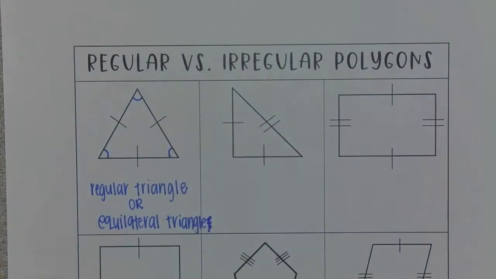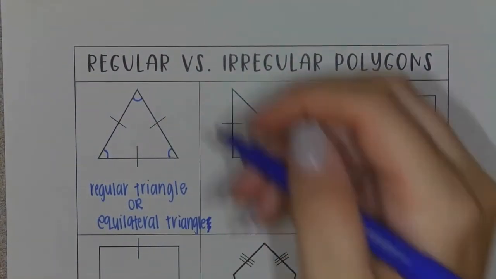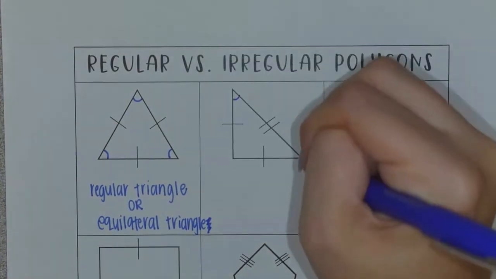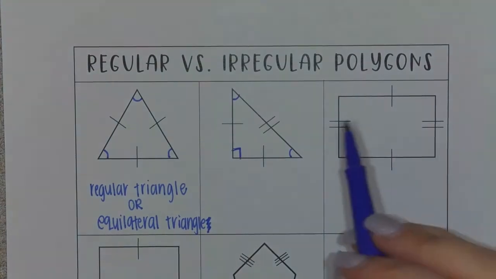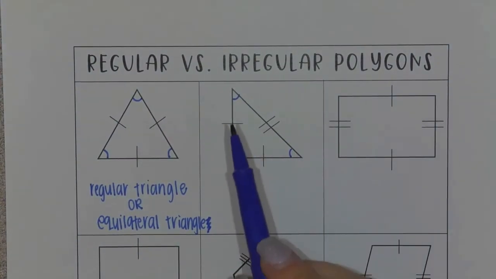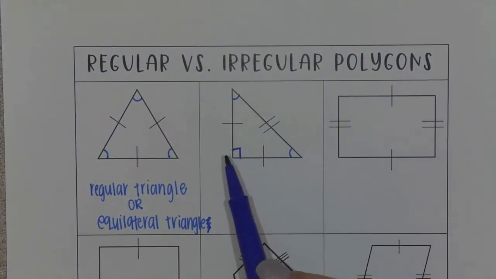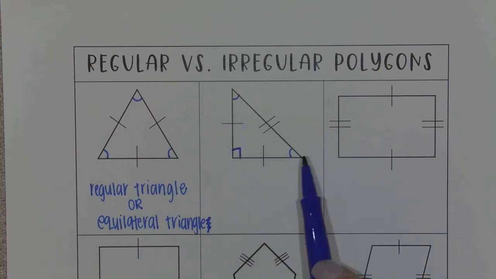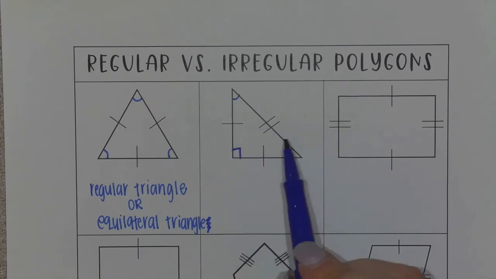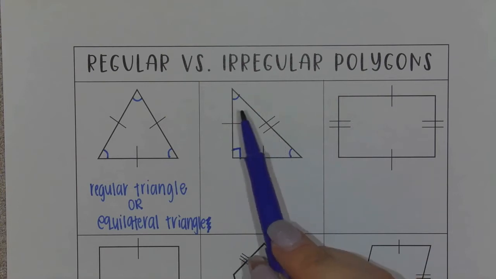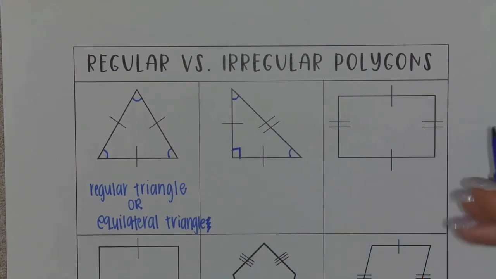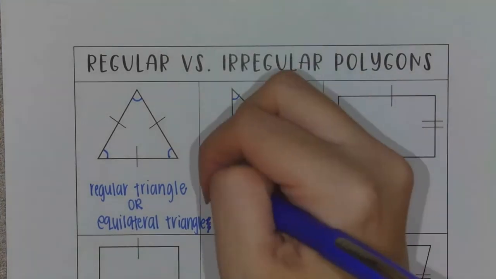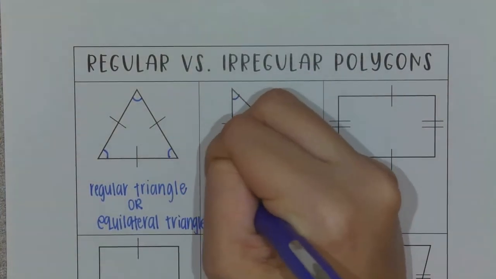Nope, just one. Okay, looking at our next triangle, I'm going to add my rainbow. So there's a rainbow, and this is a right angle. When I look at this triangle right here, I'm going to look at the sides, and I see these two sides both have one tick mark, so they are congruent. But this other side has two tick marks, which means it is not congruent to these two. So right off the bat, because not all of my sides are congruent, this is an irregular triangle.